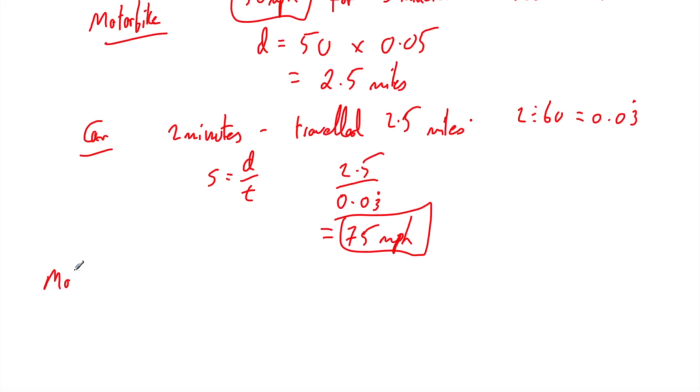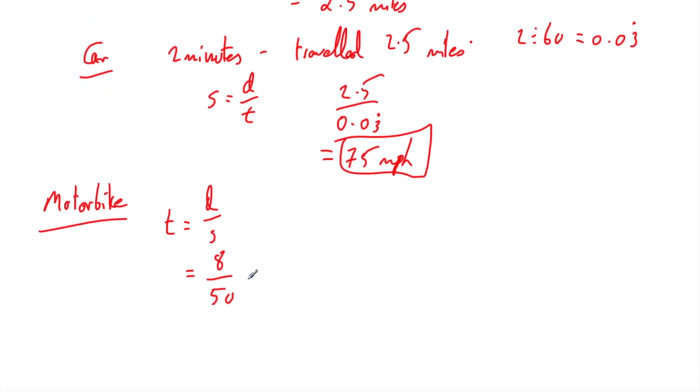Okay, so in terms of the motorbike, it's 8 miles, so the time taken will be equal to the distance divided by the speed. The distance is 8 miles, and we're going to divide that by the speed, which is 50 miles per hour. So 8 divided by 50 is equal to 0.16 hours, because remember here the distance is in miles but the speed was in miles per hour, so the answer would be in hours. Now I'm going to times that by 60, and that's equal to 9.6 minutes. So that's how long it would take the motorbike to travel 8 miles.